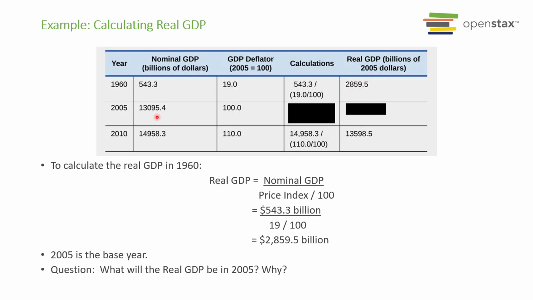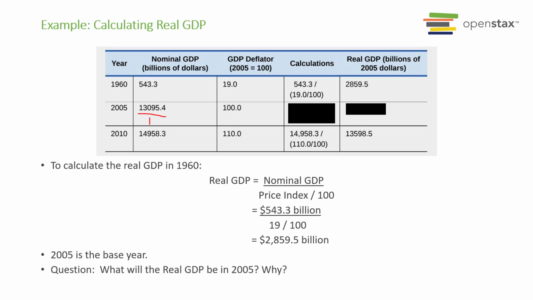All right. Now, what about nominal GDP versus real GDP in 2005? Now, this gets at a pretty interesting situation. Why? Because take a look at what ends up happening. We're going to have 13,095.4 divided by 100 over 100. Now, what happens to any value if you divide it by 1? You get the same value. So real GDP in 2005 dollars in the year 2005 is going to be equal to nominal GDP in 2005 dollars in the year 2005.